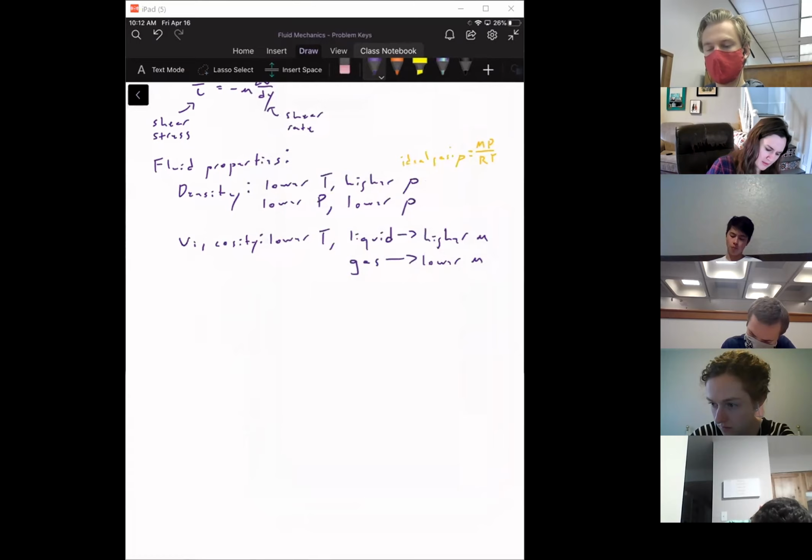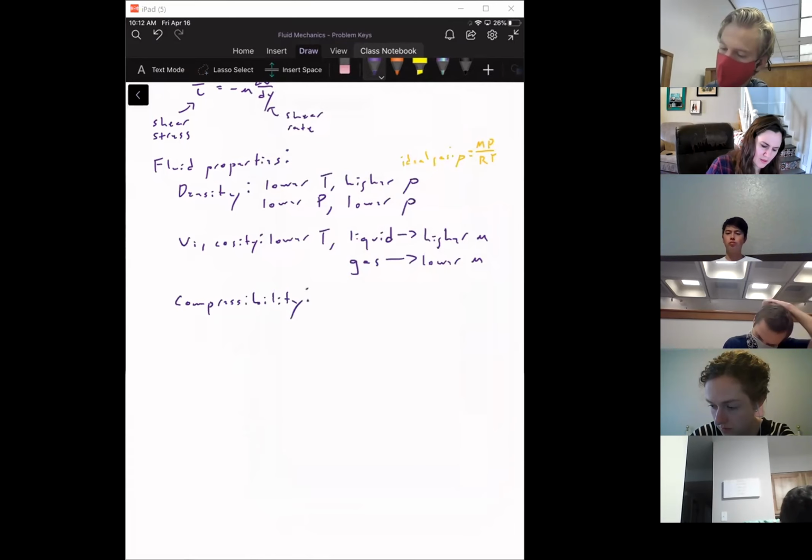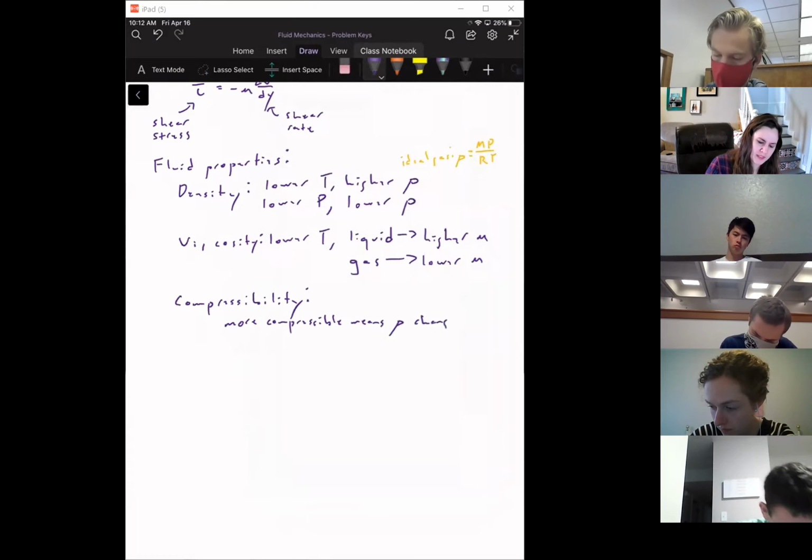Which leads us to talk about compressibility. So more compressible means rho changes more with P.